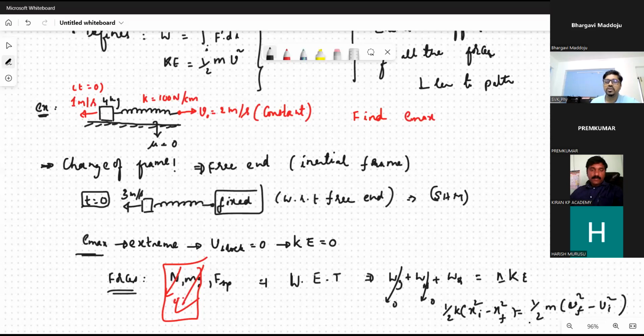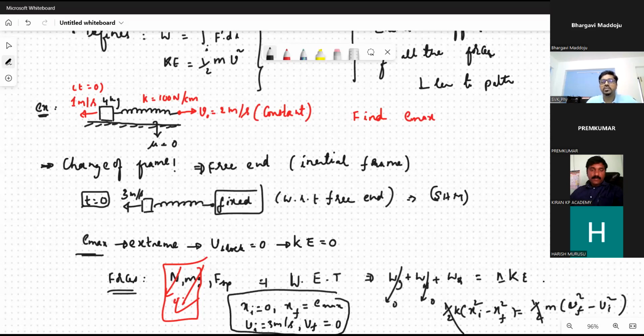So you need to solve it. Half will cancel off. Anyway, here the initial deformation is 0. The final deformation is x max, the maximum deformation. Initial velocity is known to you, 3 meter per second. And at the extreme position, the final velocity would be 0. You can use this to solve it. So that part you can look at.